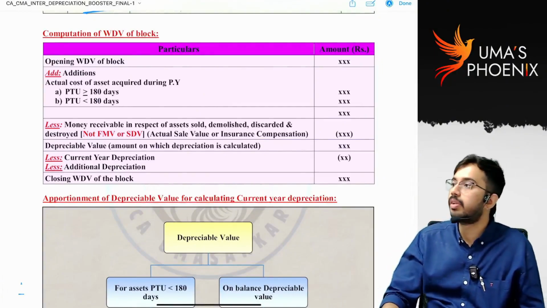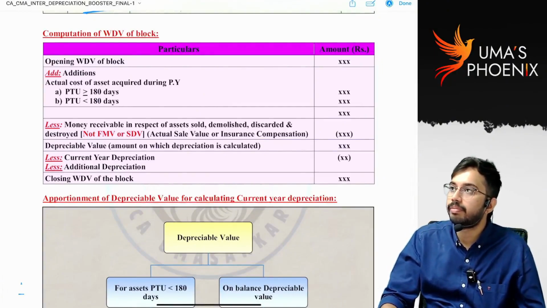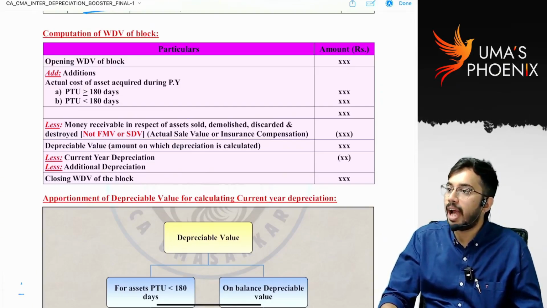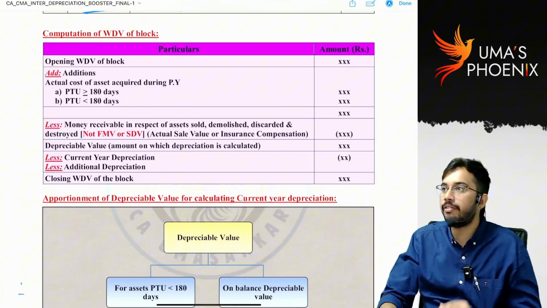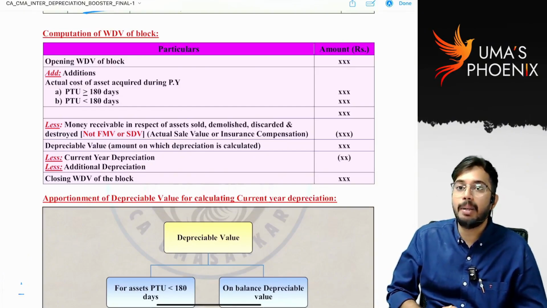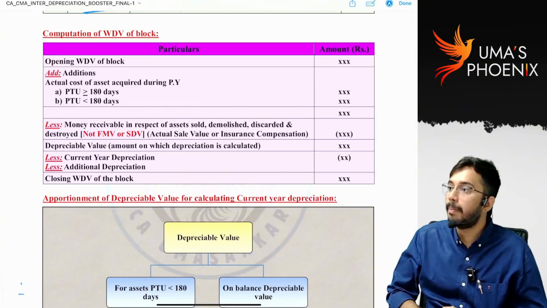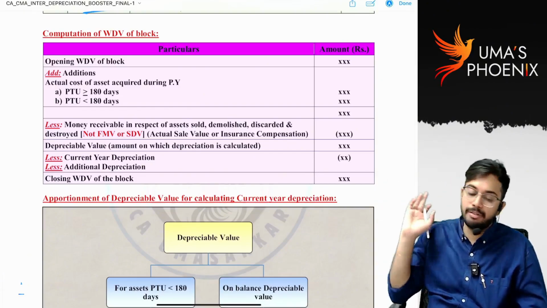Now, let us see how written down value of the block will be calculated. I said depreciation will not be calculated for each individual asset, but depreciation will be calculated for block of assets. Sir, how do we calculate depreciation block wise? Let us see. First, this is the format.